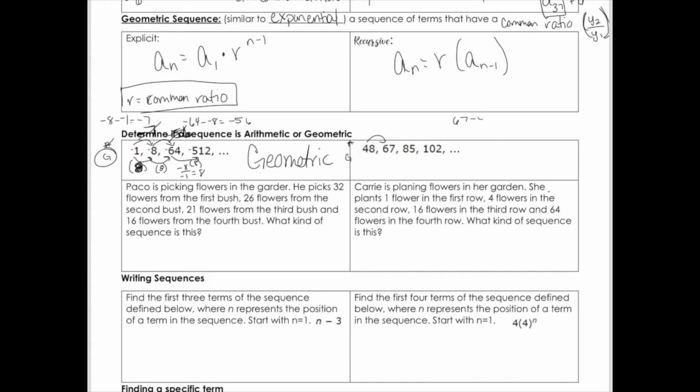So 67 minus 48 is 19. 67 to 85, so 85 minus 67 is 18. And is 19 and 18 the same thing? They are not. So there's not a common difference, so it can't be arithmetic. Okay, look at geometric. 67 over 48 gives me some crazy decimal. Is that the same as 85 over 67? When I look at it in a calculator, it isn't. So it can't be geometric, so it's actually neither.